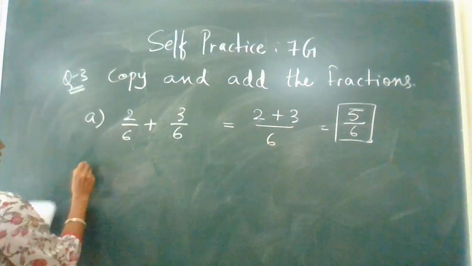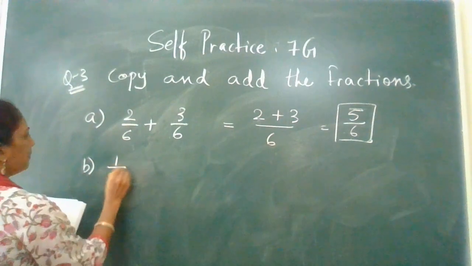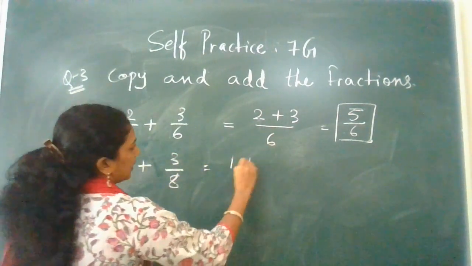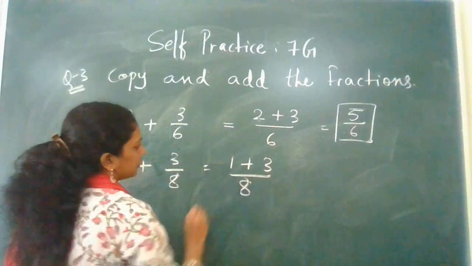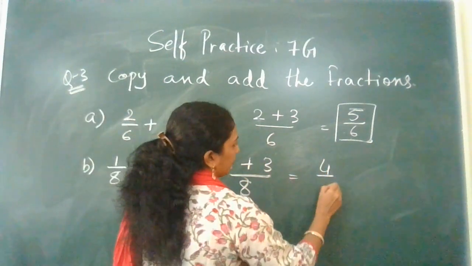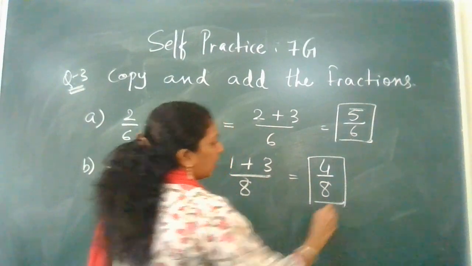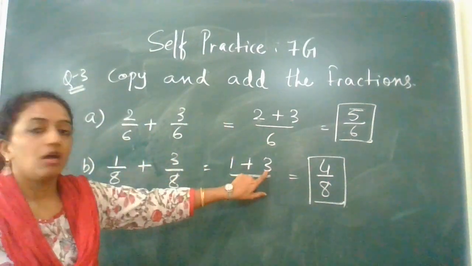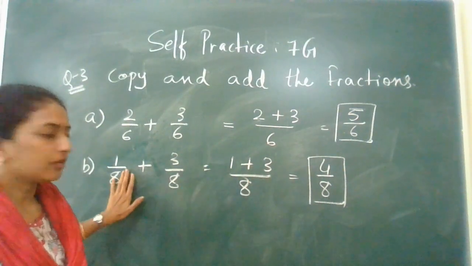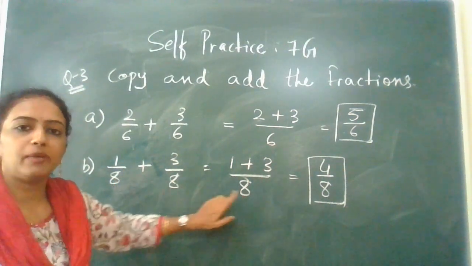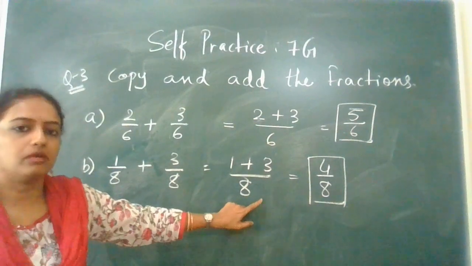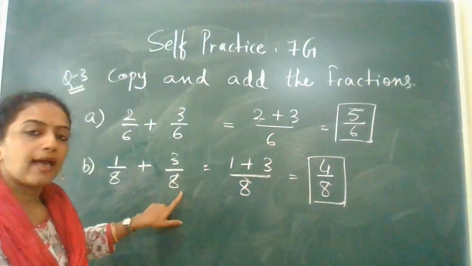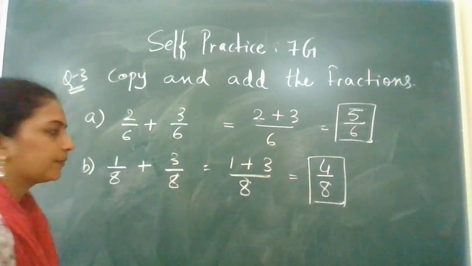Okay, now here is B. 1 upon 8 plus 3 upon 8. So 1 plus 3, over 8. So the answer is 4 upon 8. Remember, we are just adding the numerators. We don't add the denominators. It is common and we write it as a common denominator. Please do remember this. By mistake also, don't add the denominators.